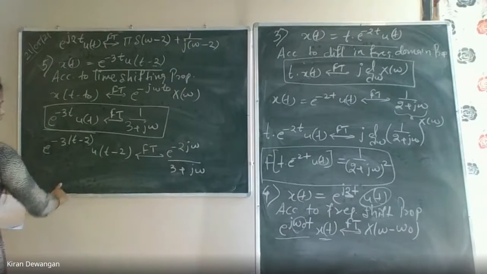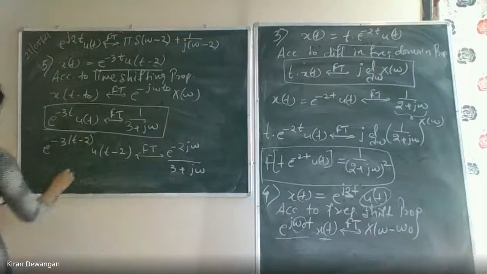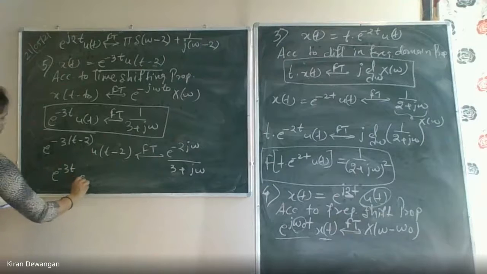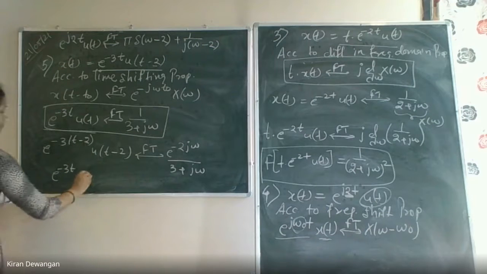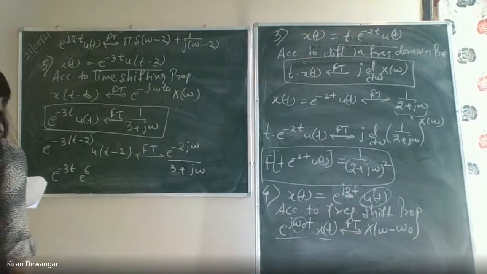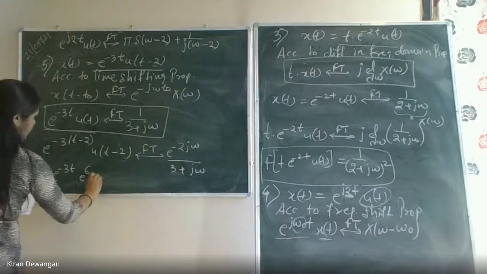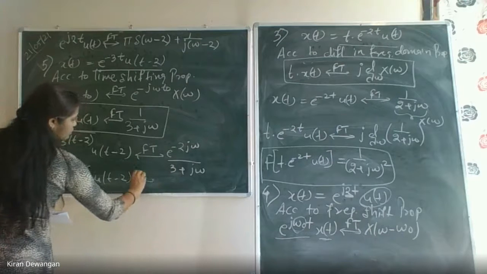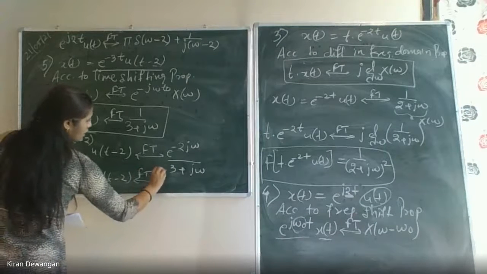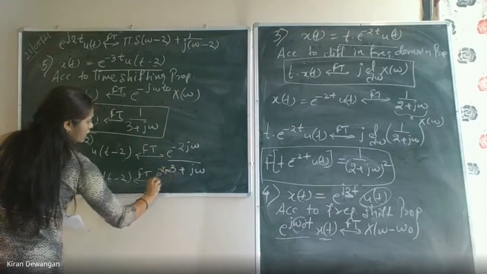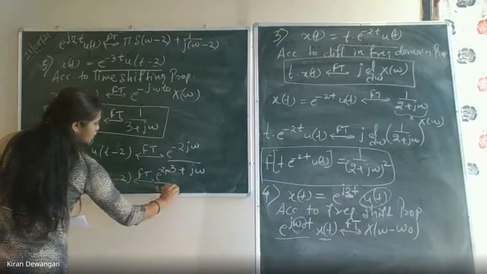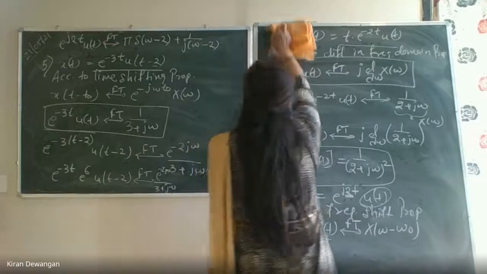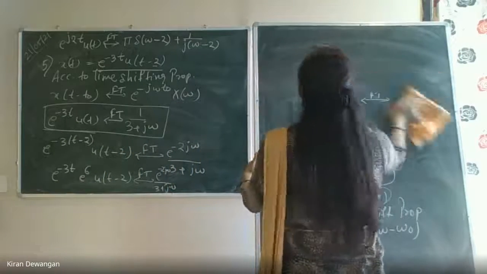So according to the linearity property, if I make use of this, this becomes e to the power minus 3t into e to the power, into 2, becomes 6. Okay? This becomes e to the power 6, and this is u of t minus 2. And what is the Fourier transform of it? It is e to the power minus 2j omega by 3 plus j omega. Okay? Now what is the property that we will make use of? That is the linearity property.